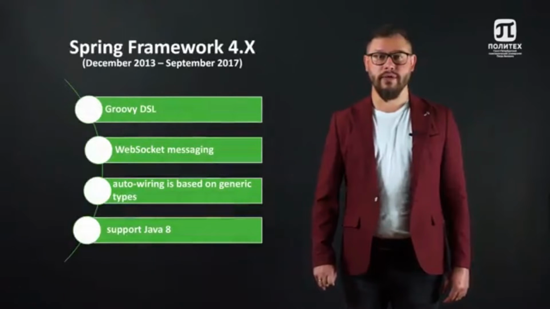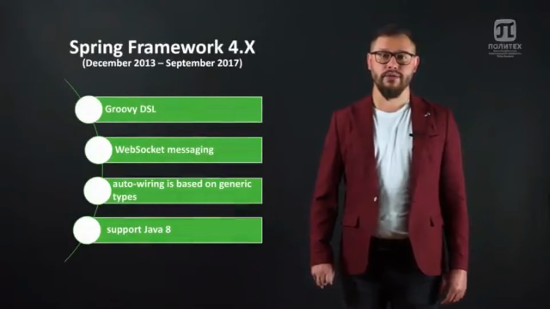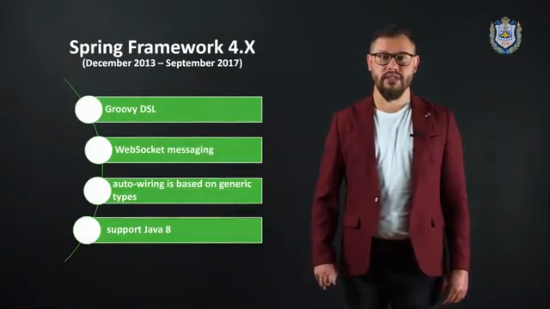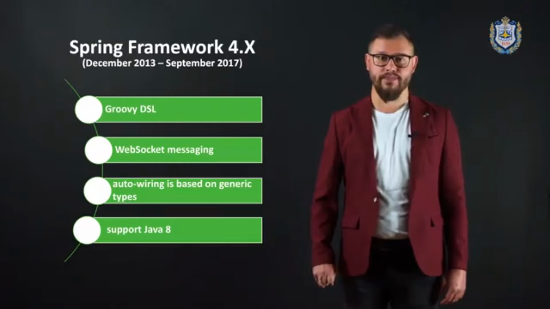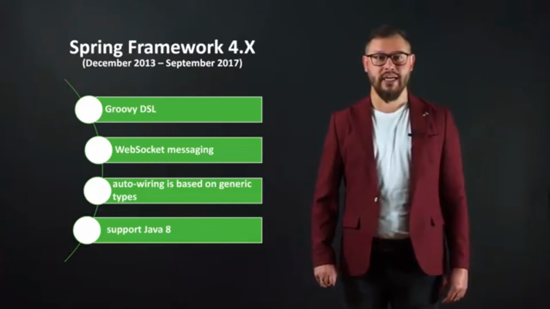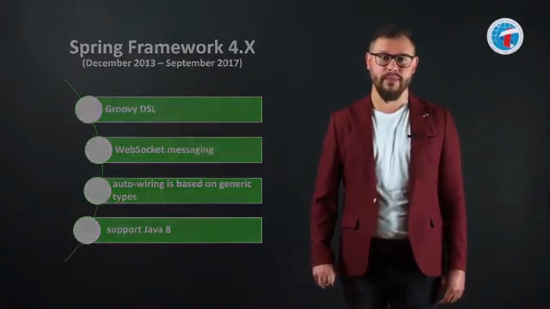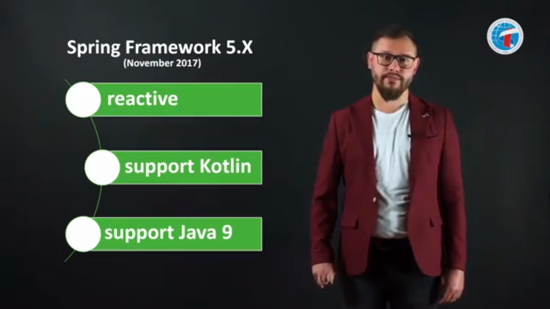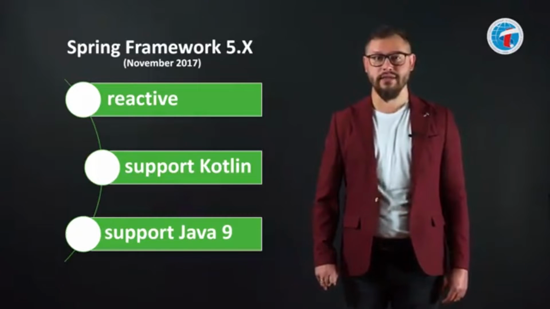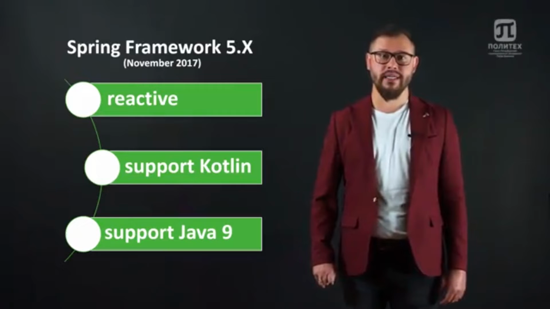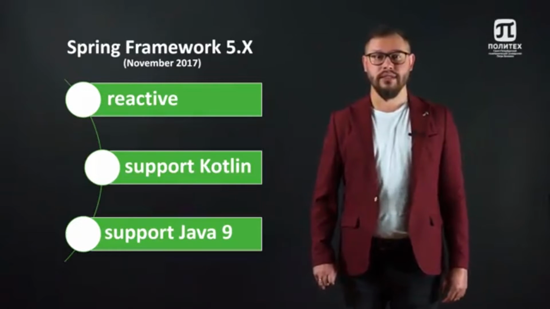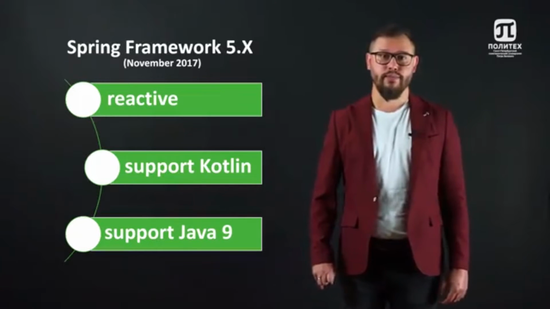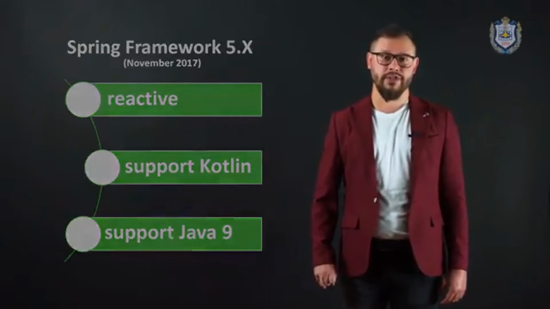This provides you with the following features: supports external bean configuration using a Groovy DSL, added lightweight messaging and WebSocket-style architectures. Auto-wiring is based on generic types, supports Java 8 features. The latest version, Spring Framework 5, provides you with the following features: supports reactive processing. Reactive processing is a paradigm that enables developers to build non-blocking asynchronous applications that can handle back pressure and flow control. Supports Kotlin, supports Java 9 features.